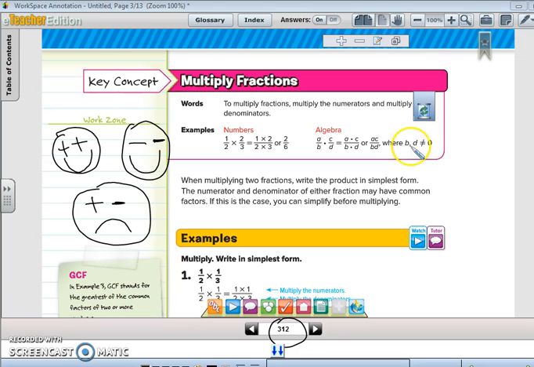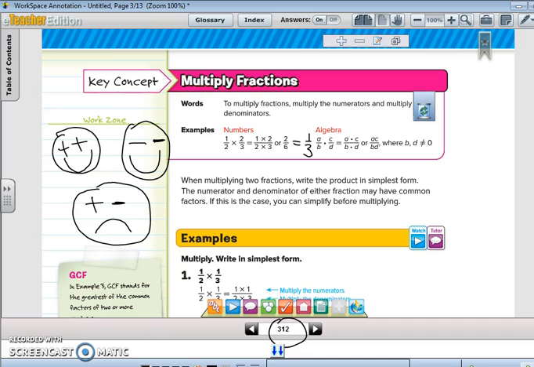What this is telling you is when you multiply fractions, you're really just multiplying the numerators and then multiplying the denominators. So if I did 1/2 times 2/3, I would do 1 times 2 equals 2, 2 times 3 equals 6, and then I would simplify.